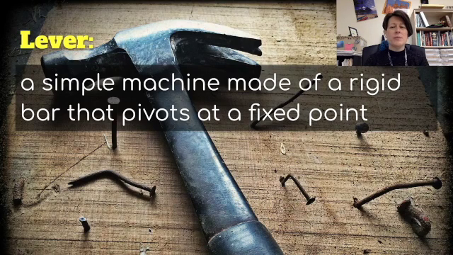A lever is a simple machine made of a rigid bar that pivots at a fixed point. And so here in the background, I have a hammer. And a hammer is actually two different kinds of levers. It's one kind of lever when you use it to pound in nails, and it's another kind of lever when you use the claw of the hammer to remove nails from a board.